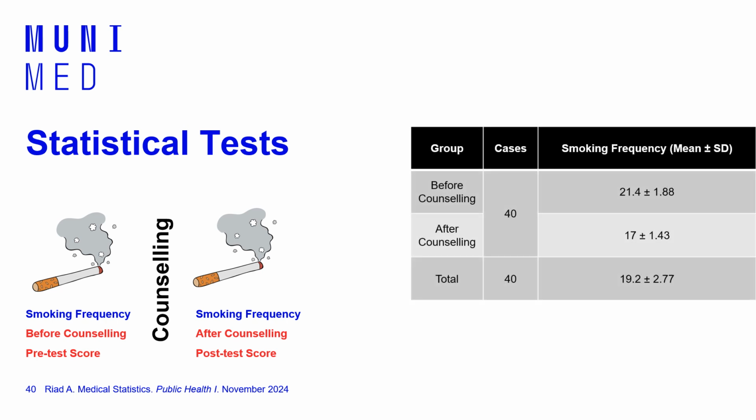So in this table, you can see the before counseling and after counseling. The cases is almost 40 because this is the same individuals. They have been tested twice. They have been tested before the intervention and after the intervention.